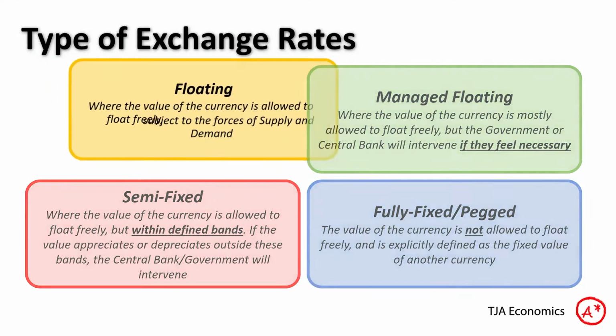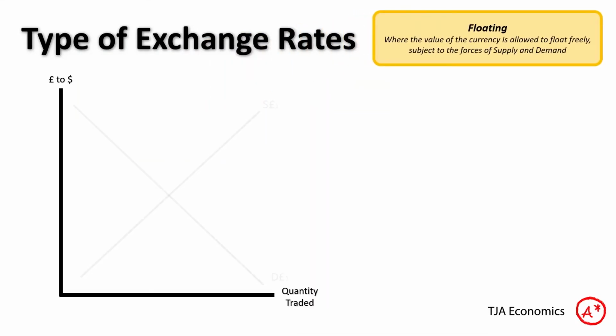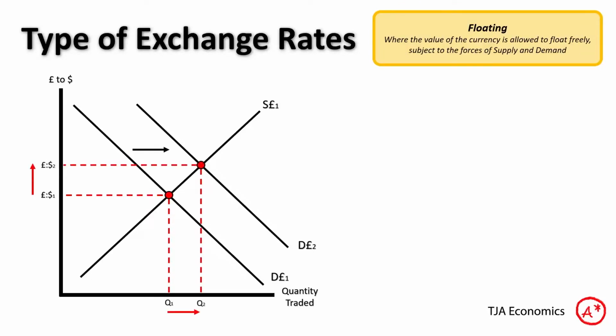So let's look at the first one then, a floating exchange rate. Not going to spend too much time on this, we've pretty much done it already. As we can see, we've got our value of the pound and the dollar, we've got the quantity, demand for the pound increases, therefore the value is going to increase, the value goes up.